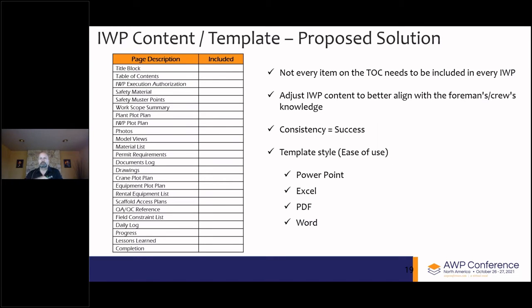So the proposed solution is a table of contents. If you do not have a defined table of contents in your work-based planning procedure, this is a great starting point. Again, the key thing is to get started and iterate and continually improve it. Understand that not every item on your table of contents needs to be included in every IWP, so that you can adjust your IWP content to better align with your foreman's crew and knowledge. Remember that consistency equals success.